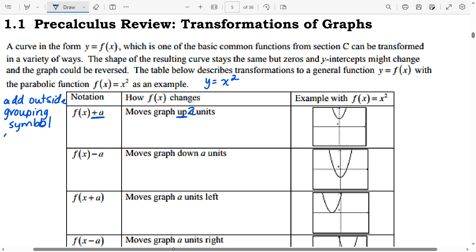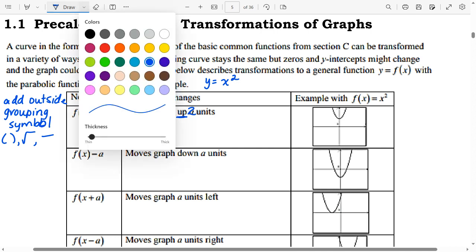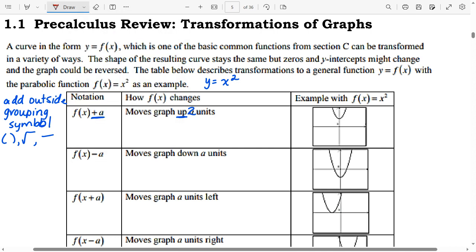Now, grouping symbols are things like parentheses, square roots, fraction bars. And on the equation y equals x squared, I'm not seeing any parentheses or any other grouping symbols, so I'm just going to go ahead and add them. Y equals x, parentheses, squared. So if I want to move the function up 2 units, I'll take y equals x squared, and then add 2 outside.